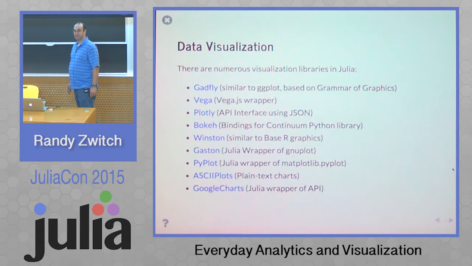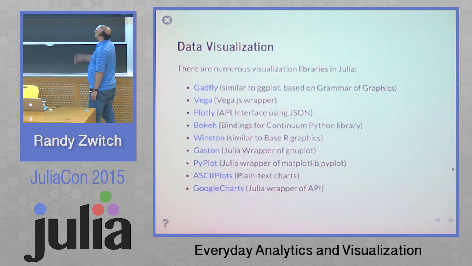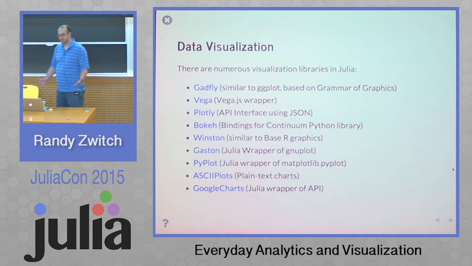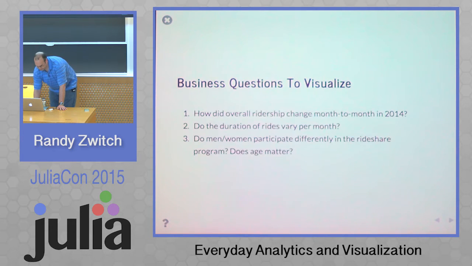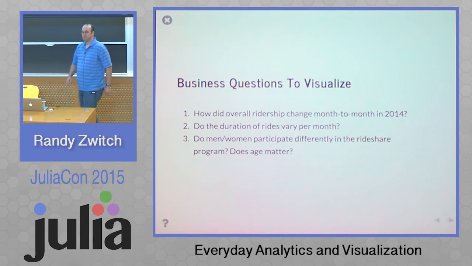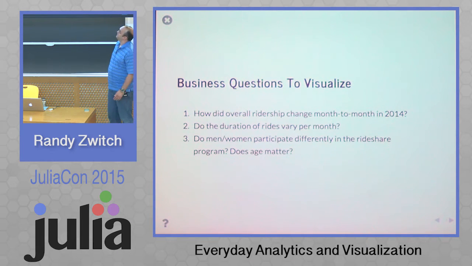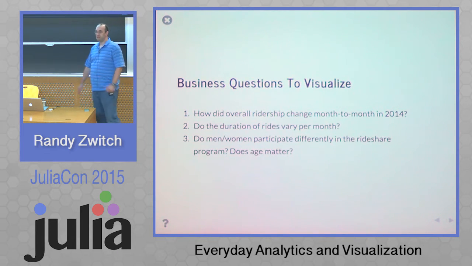Vega, I think, is a very great library, and I'll tell you why later. Then, of course, Plotly is great. Bokeh is great, by the Continuum Python guys. So again, there's a lot of great ways to look at our data. I'm going to use Gadfly for this. Okay. So in terms of the business questions that we can visualize, I just picked out 3 here.